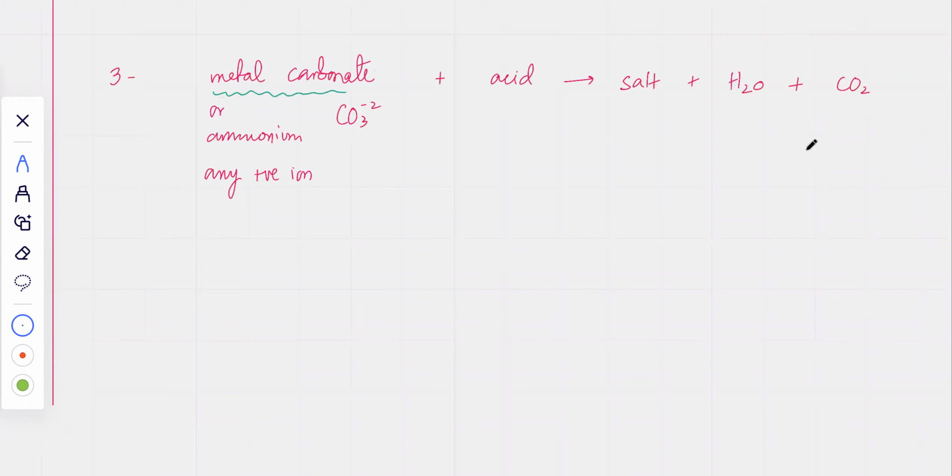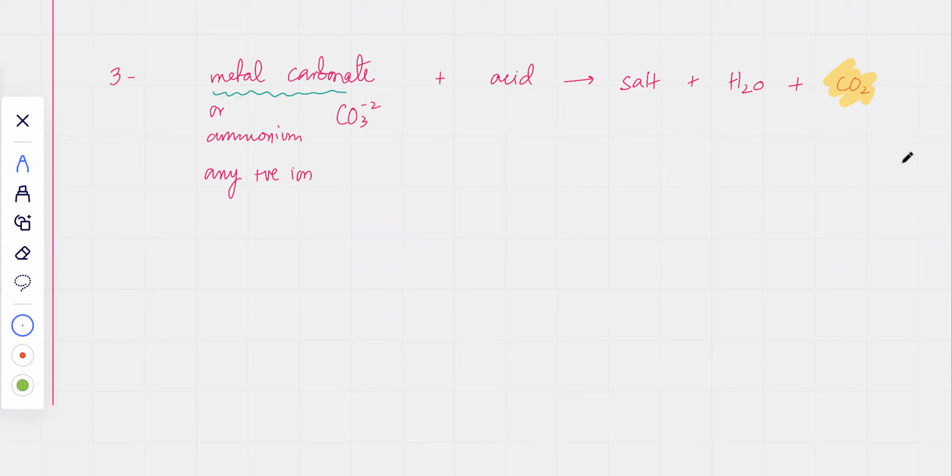So a carbonate would react with an acid, which would produce salt and water. Plus, there's going to be an additional thing, and that's going to be a carbon dioxide molecule. That's one extra thing that's going to be produced. That's it. Otherwise, the equation would be exactly the same.